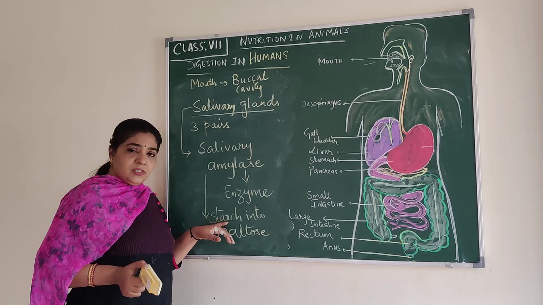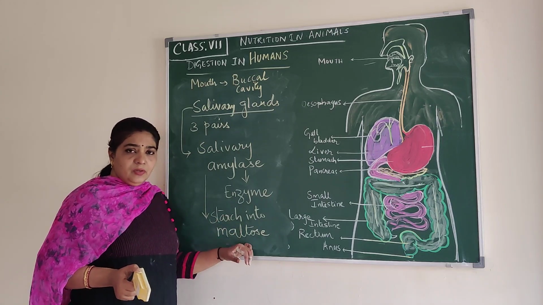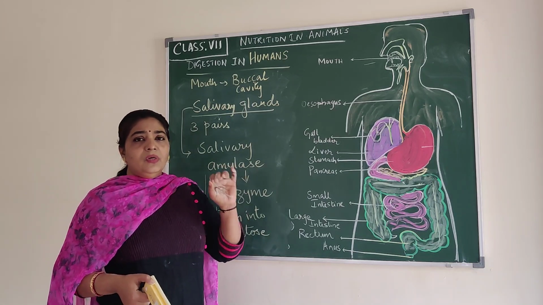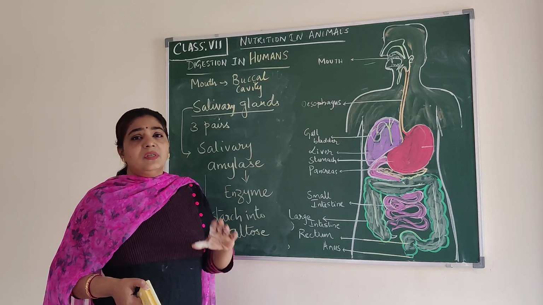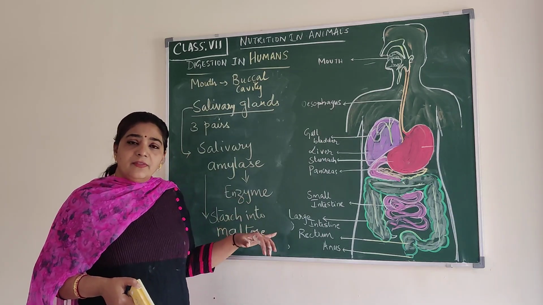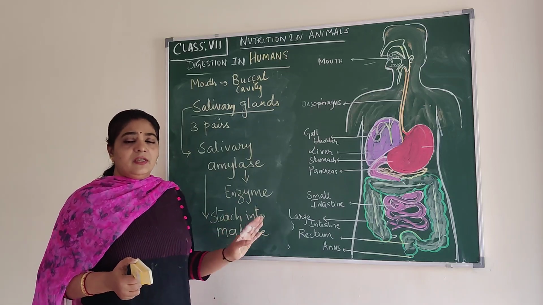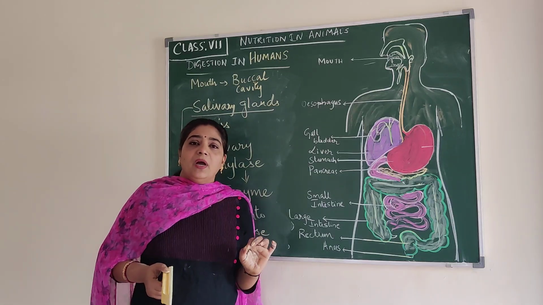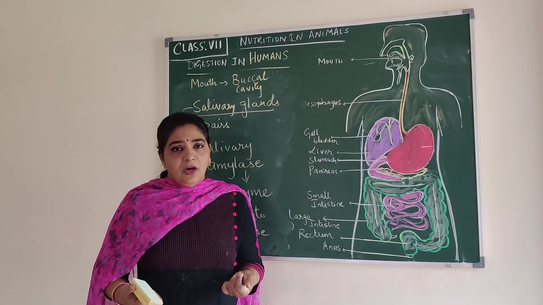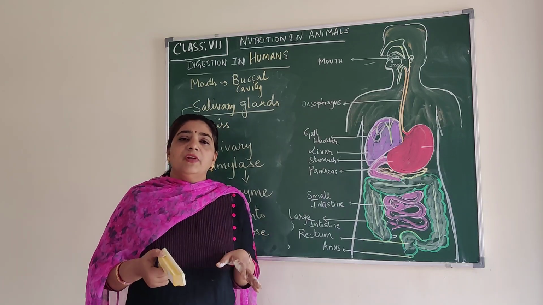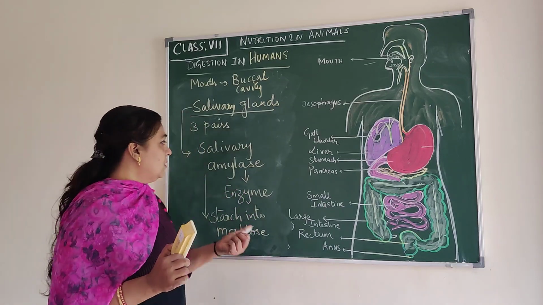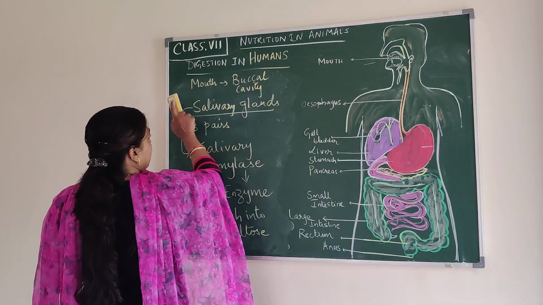Starch is a complex one, so starch is converted into maltose. Further, the maltose has to be converted into glucose, and conversion of maltose into glucose takes place in the small intestine. This is the reason why they say that you have to chew your food thoroughly, so that it helps in mixing of salivary amylase, which helps in the digestion of food. So this is what happens in the buccal cavity.